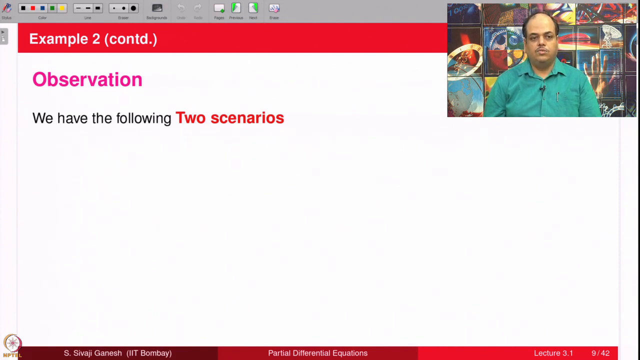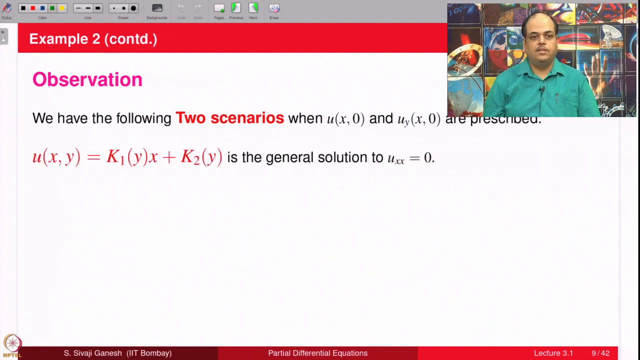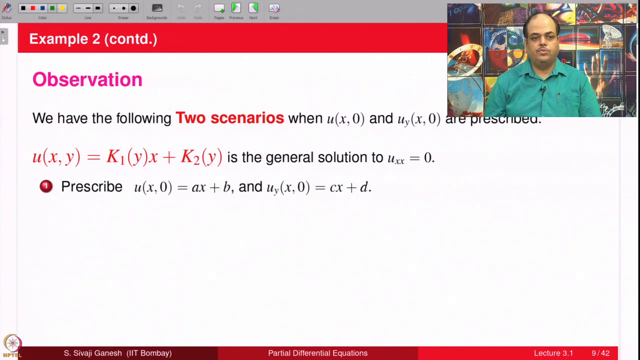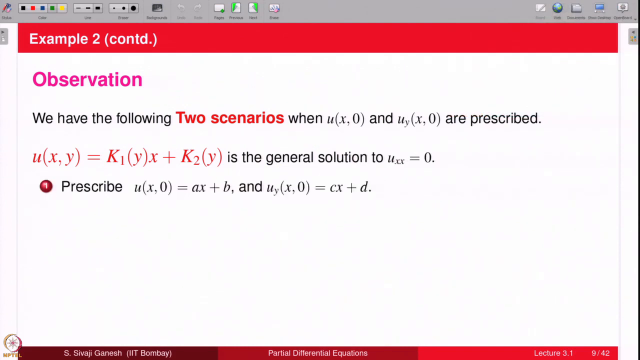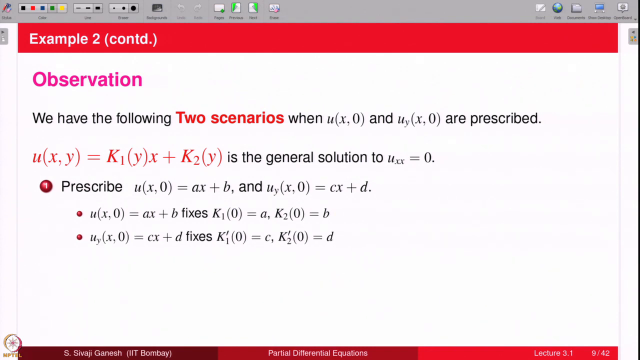So, therefore, to conclude, we have the following two scenarios when u(x,0) and u_y(x,0) are prescribed. What are they? This is just to recall that the general solution is this for u_xx equal to 0. What are the two scenarios? Prescribe u(x,0) equal to ax plus b and u_y(x,0) equal to cx plus d. Now, prescribing u(x,0) equal to ax plus b fixes the values of k1 and k2 at the point 0. k1(0) is a and k2(0) is b. Now, the other condition u_y(x,0) equal to cx plus d, that fixes k1'(0) equal to c, k2'(0) equal to d.